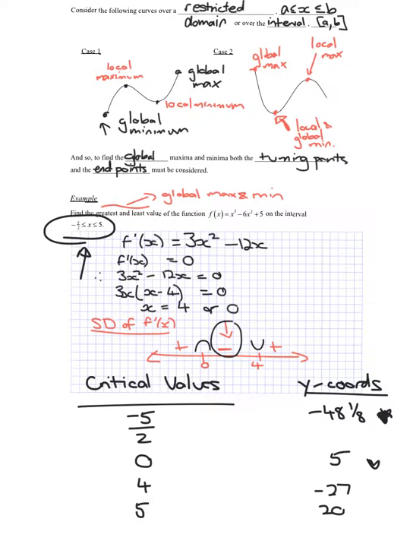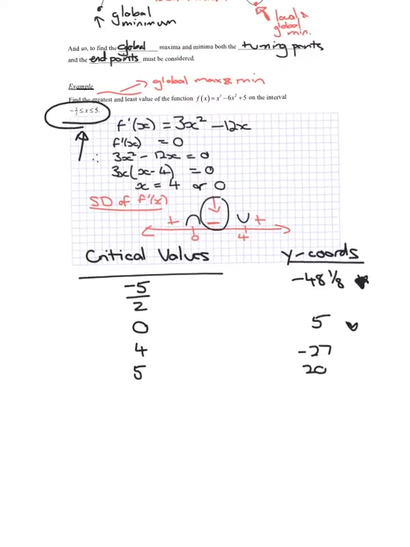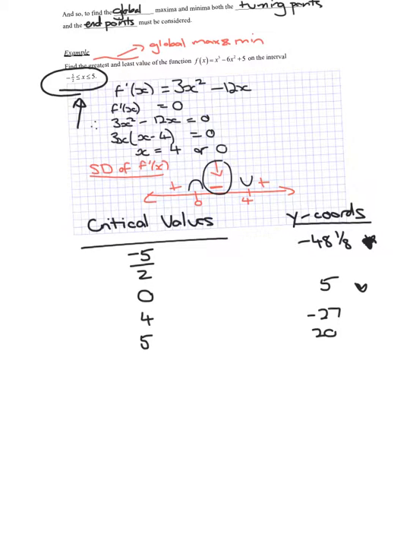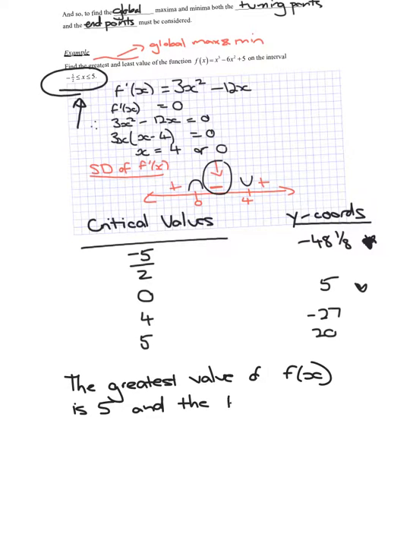So our answer to the question, which is the greatest and least value of the function: remember it's always important to actually answer the question and not just do the working out. The greatest value of f of x is 5, and the least value is -48 and an eighth. I don't have to write a coordinate because it's actually asking me for a value of f of x, and the y coordinate is f of x. So we're done.